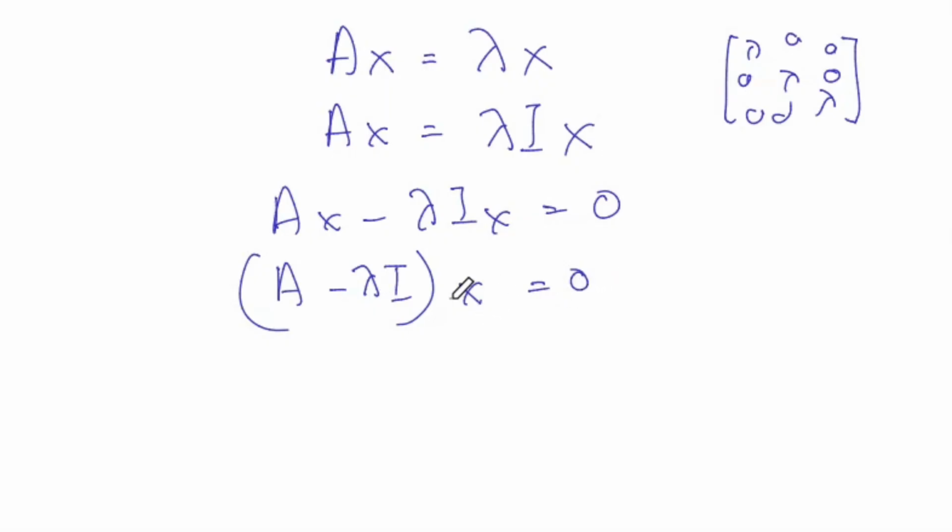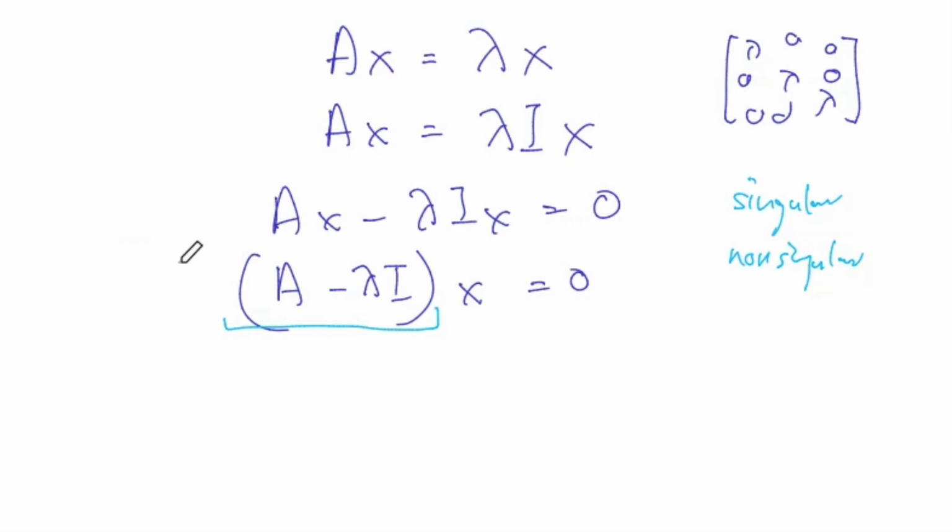Which means we need to find out what it is here. You see, there are two possibilities for the one in the bracket, this whole thing. It can be singular or non-singular, right? Non-singular means that the determinant is not 0. Singular means the determinant is 0, right?